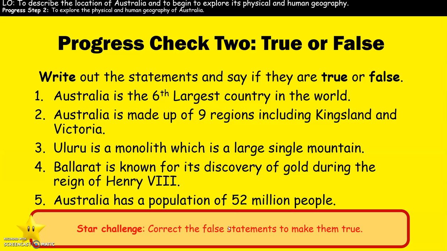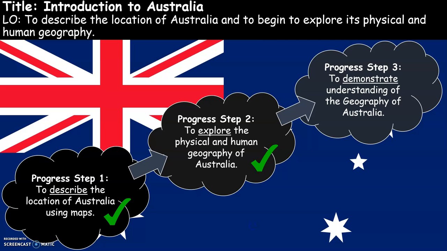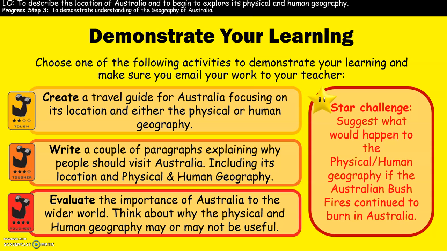So you should have managed to do your true or false and hopefully correct them if they were false. What we've done already is progress step 1 and progress step 2. What we're going to do now is demonstrate some understanding of the geography of Australia. So what you need to do is choose one of the following tasks to demonstrate your learning and make sure you email your work after you've finished.